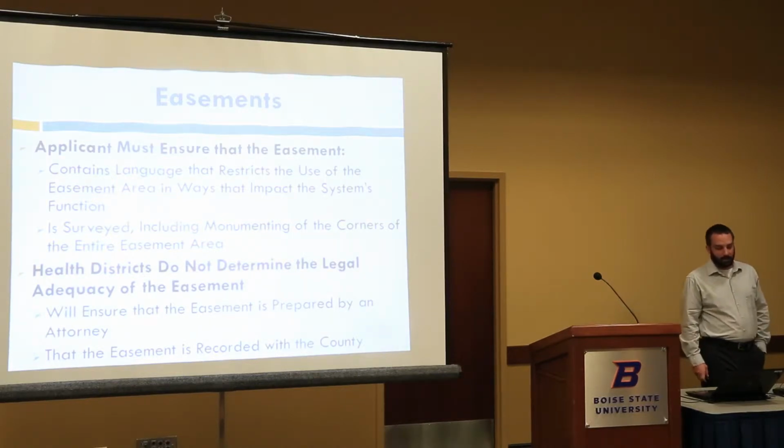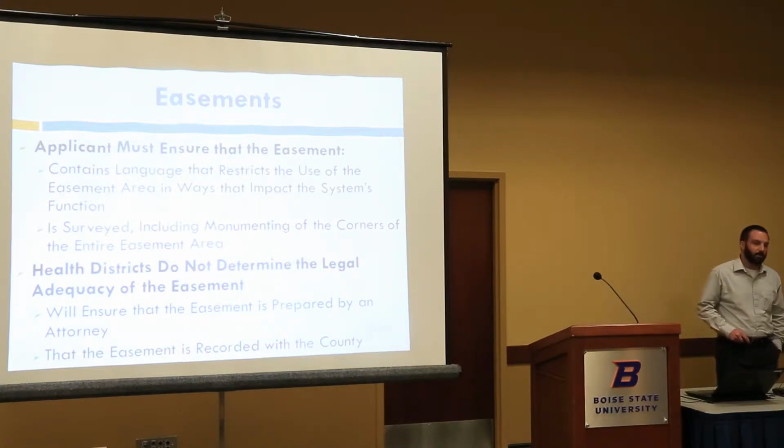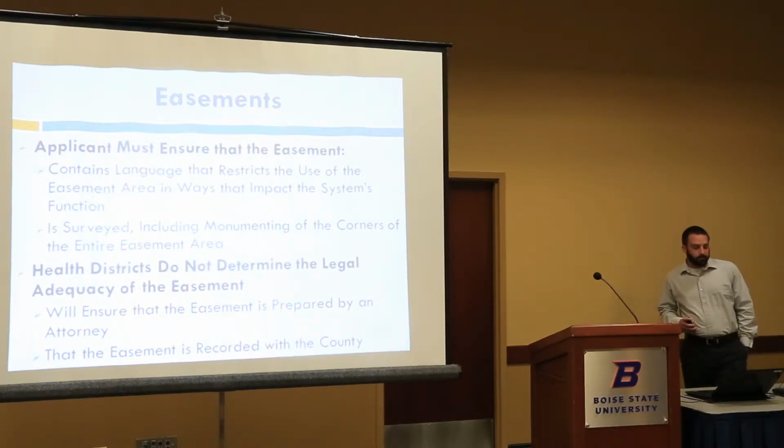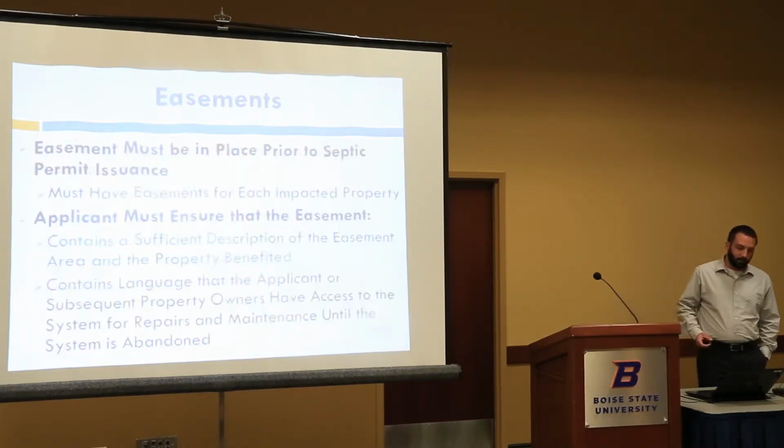Things like that get restricted. And the applicant needs to make sure that the easement gets surveyed, and that survey needs to include the monumenting of the corners of the entire easement area. That's something new, requiring that the easement be surveyed every time, and that's prior to the permit being issued. And that survey will probably provide you with the legal description of the easement area.